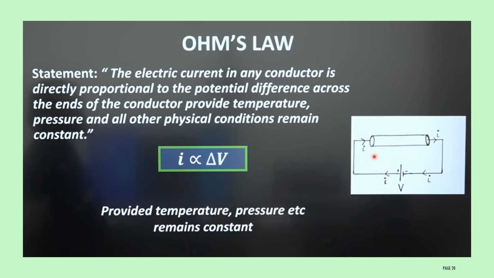Here consider a conductor. If you connect a conductor with the help of a battery, the battery will provide a potential difference across the ends of the conductor. When current flows inside the conductor, how much current flows depends directly upon the potential difference across the ends of the conductor. Therefore, current I is directly proportional to the potential difference across the ends of the conductor. I is directly proportional to delta V.